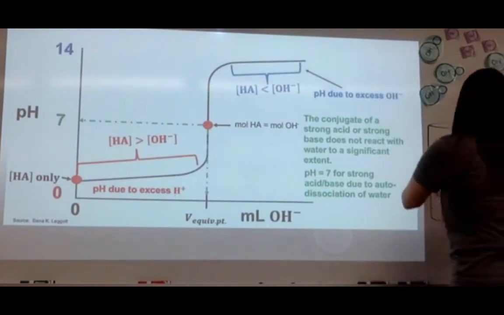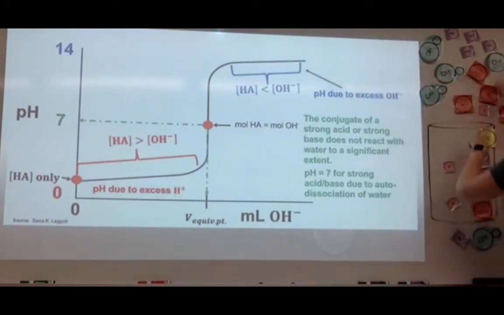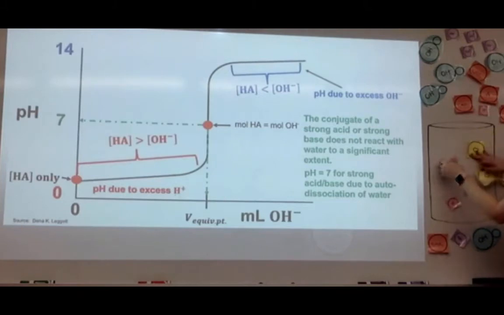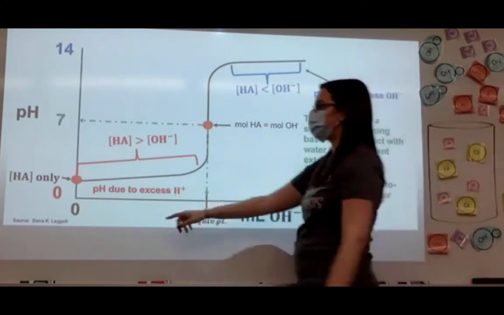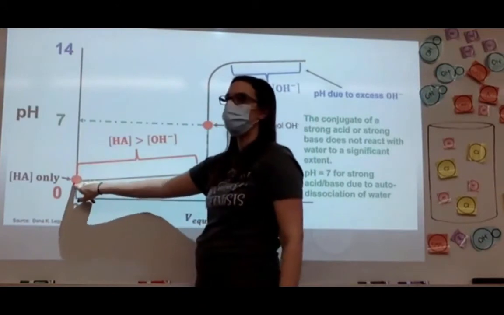So if we think about what this looks like at the particle level, let's do this. Let's say I have HCl. So here's HCl. Now this isn't actually what it looks like when it's in the beaker, because it's a strong acid. So H plus and Cl minus will actually dissociate. So before any base is added, we're at this initial point.